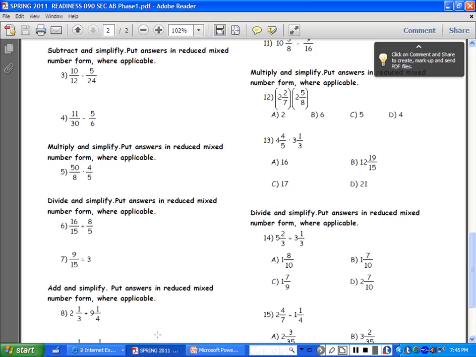Let's go to the next problem. What about number 7? 9/15 divided by 3. Would you know how to work that problem out? And what you can do, since this is recorded, you can pause and work number 7 out before I work it out.